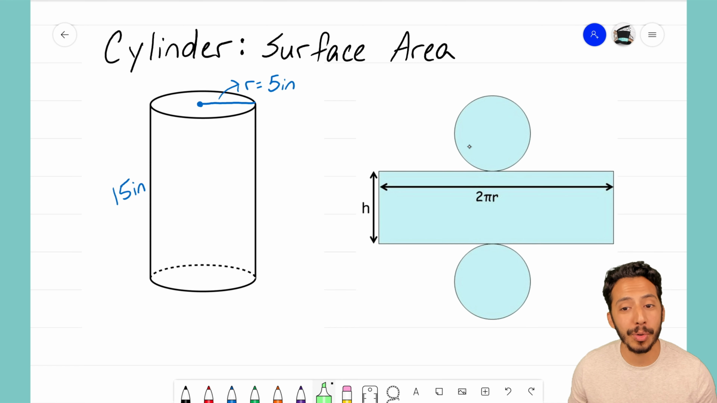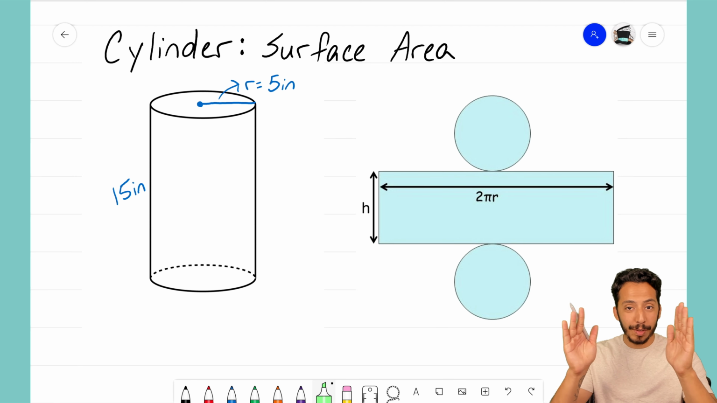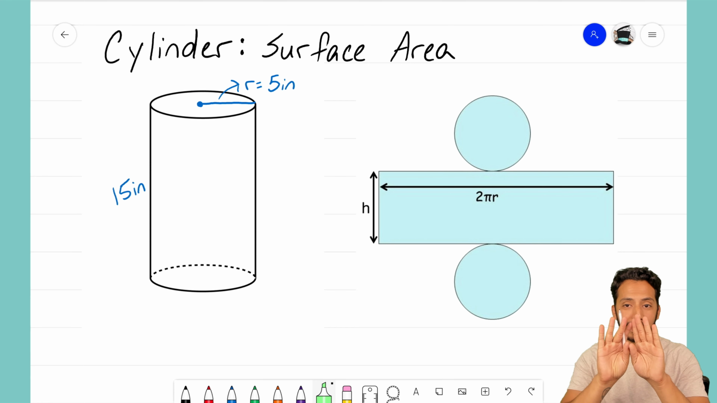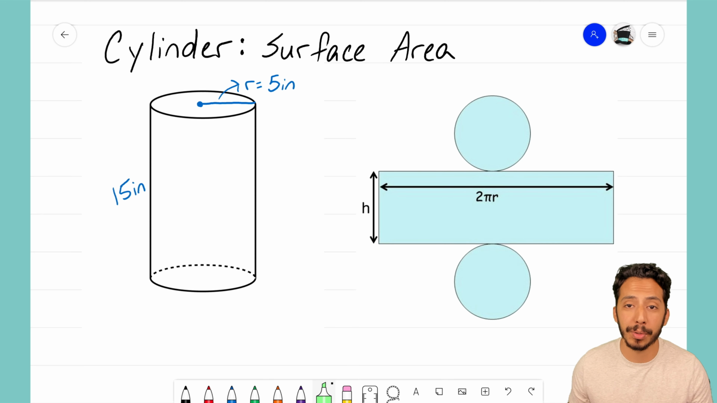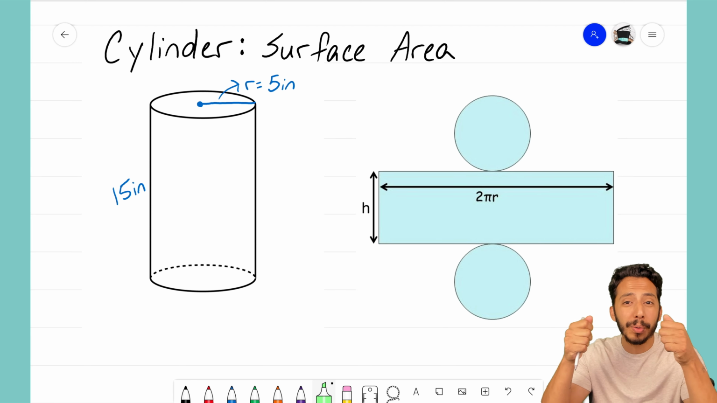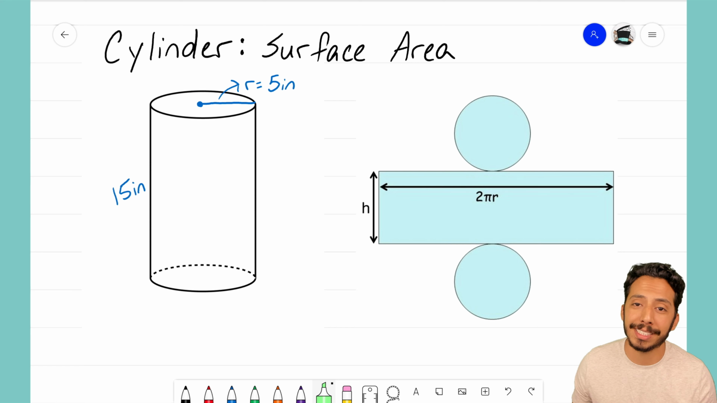Notice that we have the circle on the top, we have the circle on the bottom, and then we have this rectangular shape here that is in essence the side that's wrapping around the cylinder. A nice analogy for this is, think about a soup can and the soup can label. This rectangle here is the label for the soup can. And if you ever cut open a soup can and you unfold it, it ends up being a rectangle.